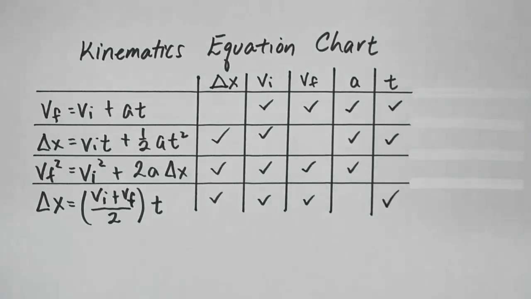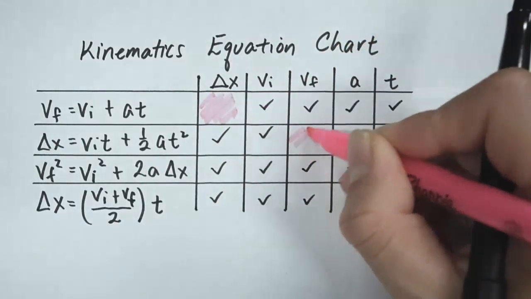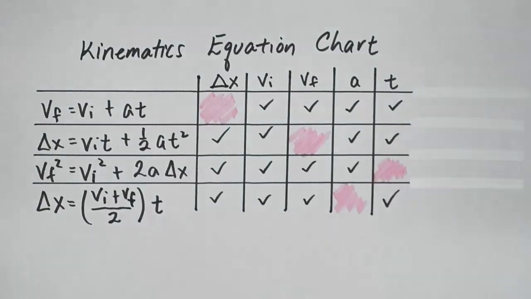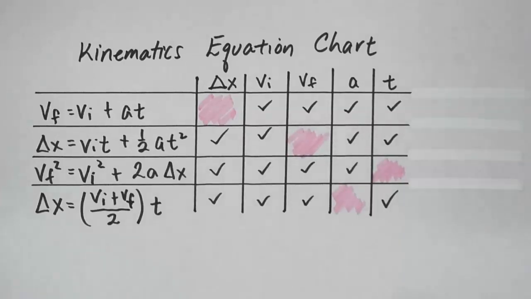Okay, so now you can see that some of the equations do not have some of the variables. So we're going to go ahead and highlight those. I'm going to highlight this one right here, this one right here, this one right here, and this one. Those are key clues to knowing which equation to use. So when you solve the problem, you're going to write down all the knowns and unknowns, and the variable that's not being used will show you which equation you're going to use. So let's take a look at an example.